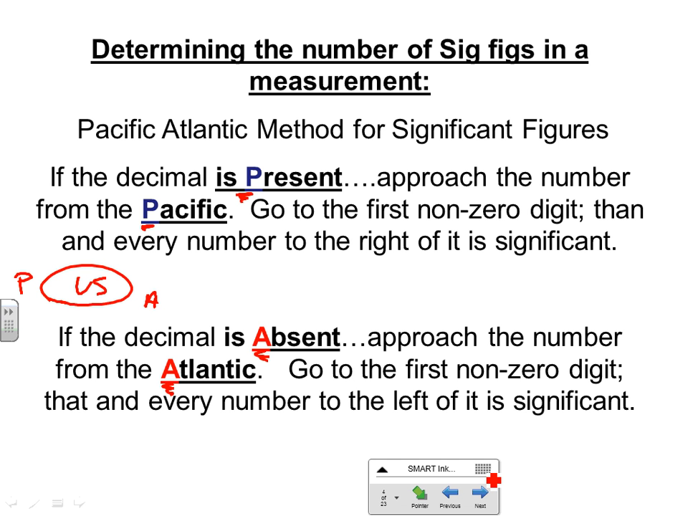Placeholders are just zeros. I'll give you some examples on the next slide, but you always have to go to the first non-zero number, because that's the first significant figure. Zeros in the front are usually not significant. Zeros in the back, if there's no decimal, are also not significant figures.